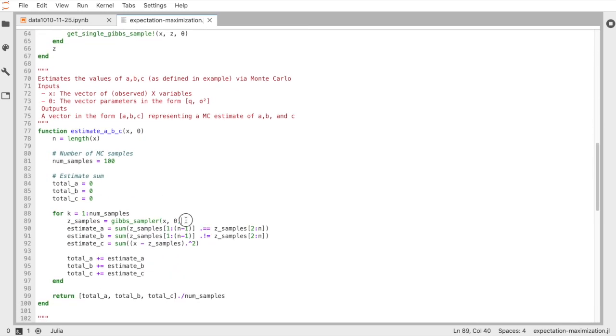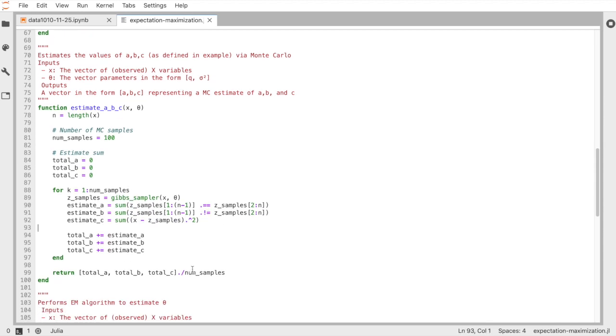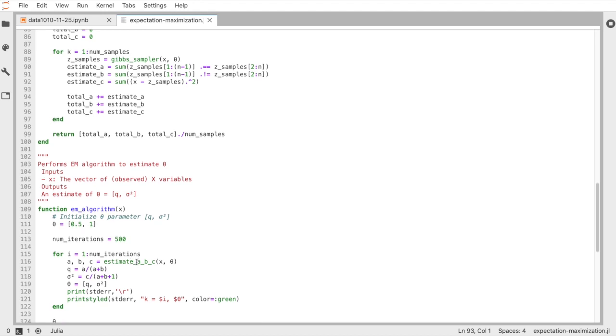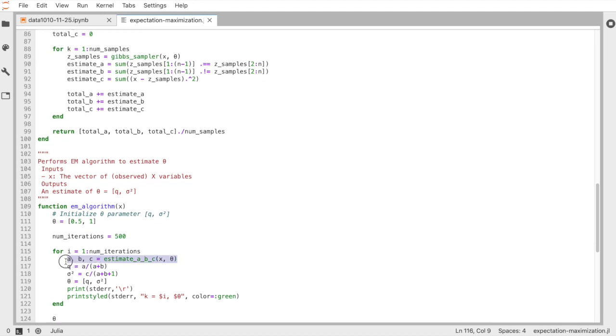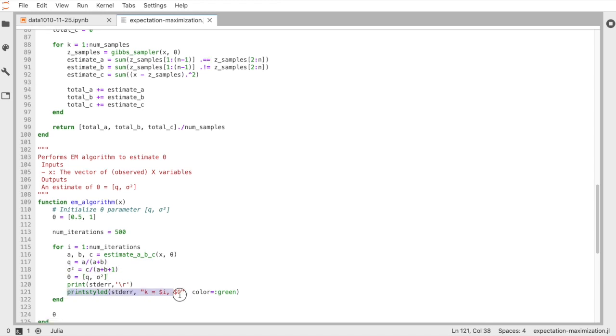Estimate ABC is just coming up with a collection of observations and then summing the number of stays for each one, summing the number of switches, and then finding the accumulated squared difference. And finally, the EM algorithm is just estimating A, B, and C, performing suitable updates to Q and sigma squared, and then it gives us this nice report as it progresses.